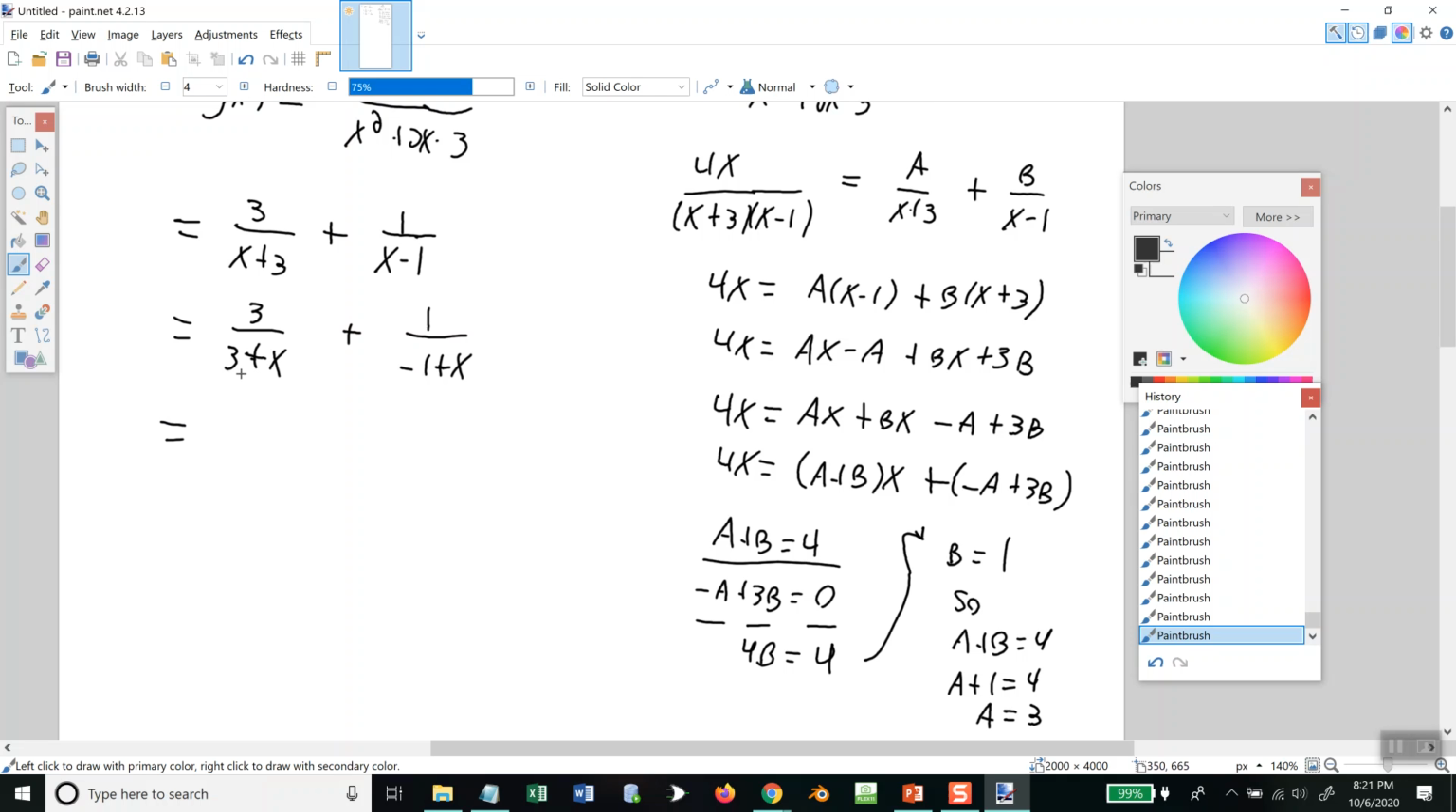Okay, so for this one, I'll divide everything by e. So I divide everything by 3. So 3 divided by 3 plus x over 3 gives us 1 over 1 plus x over 3.